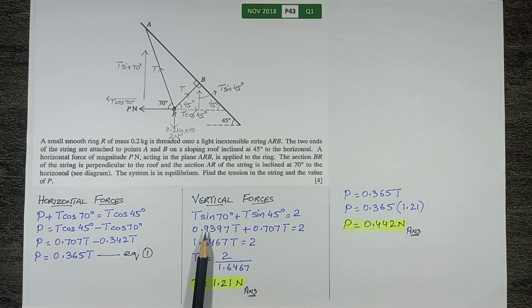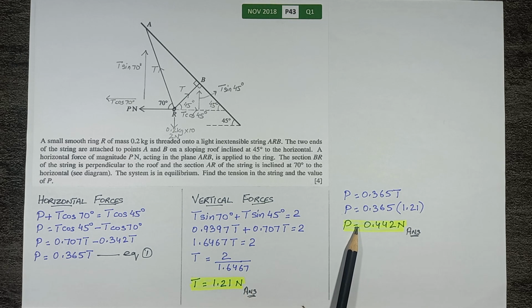T sin 70 is 0.9379 with T, sin 45 is 0.707 with T, equal to 2. Adding both, T equal to 2, dividing and finally getting the value of T as 1.21 Newton, and placing this value of T over here in the equation 1 and multiplying it by 0.365 as we have done over here, we could find the value of P. And this was the requirement of the question, that is to get the value of P as well as the tension in the string.